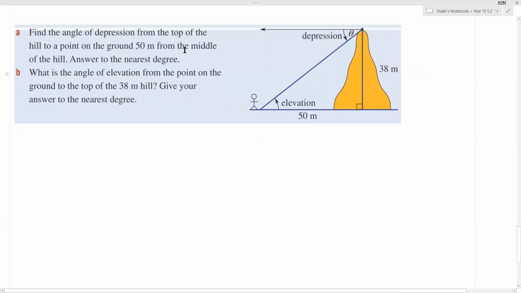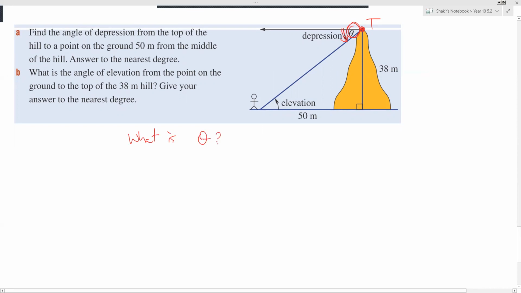Okay, find the angle of depression from the top of the hill to a point on the ground 50 meters from the middle of the hill. Answer to the nearest degree. We're trying to find the angle of depression from the top of the hill. So let's say that's the hill. That's the top, obviously. Depression means you look down. And so we're trying to find theta. What is theta degrees? All right, and we know that's 50.